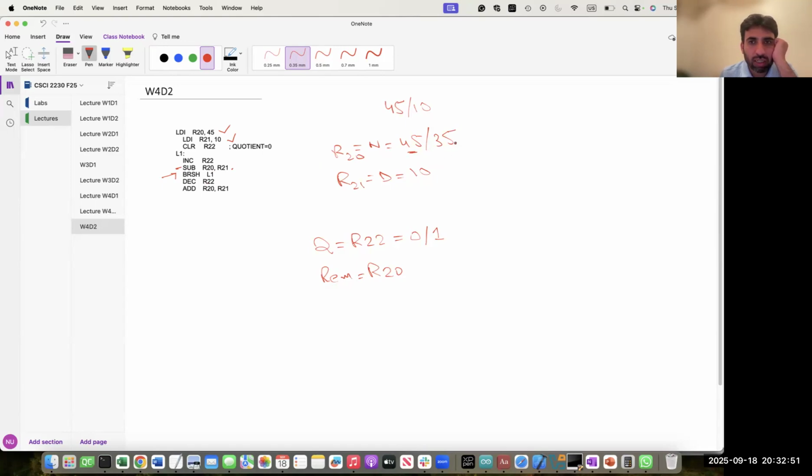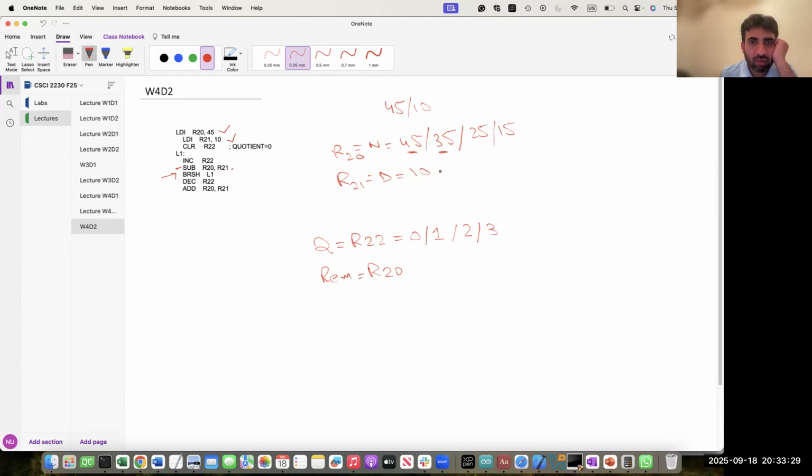So we go back to L1 and we increment R22 again, so it becomes 2. And then we subtract again. Subtract 10 from 35, so it becomes 25 now. Then we check branch if same or higher: is 35 same or higher than 10? Yes, it is. So we go back to the loop and increment R22, so it becomes 3. And then we subtract 10 from 25, so it becomes 15.